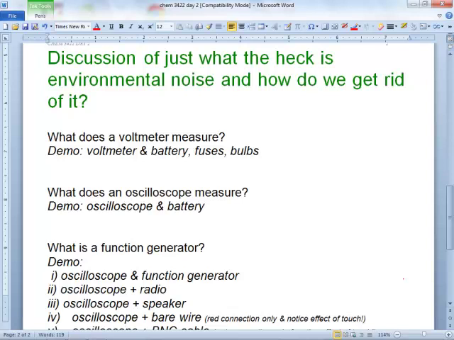Function generator. Ooh, I do need another one. What's a function generator? Okay, I don't know if you can see, but on this is what they call a function generator. And there's all these little types of signals it's going to send out. Square, sinusoidal, triangular. That's just how the voltage is changing over time.